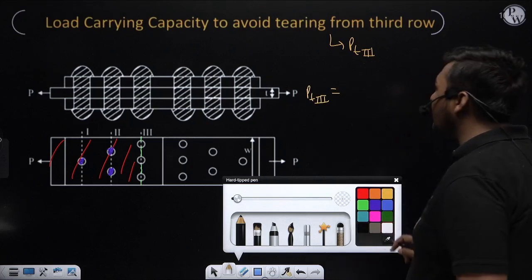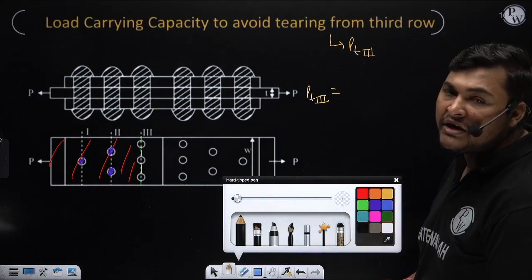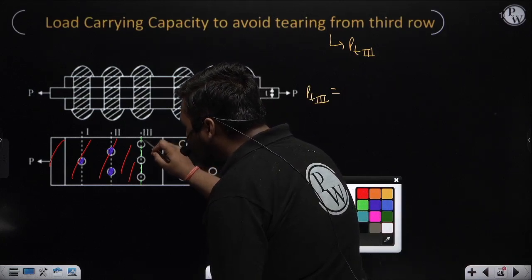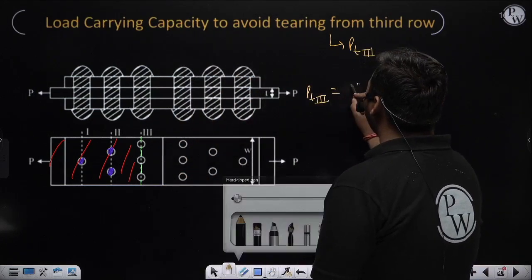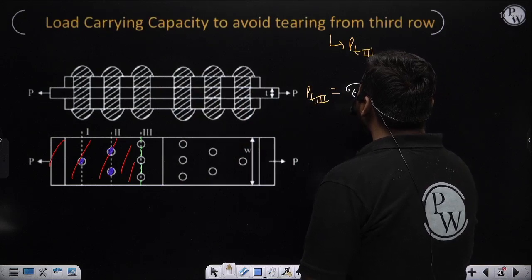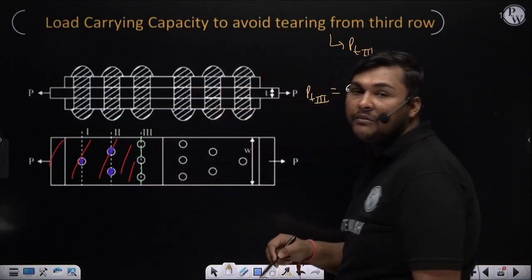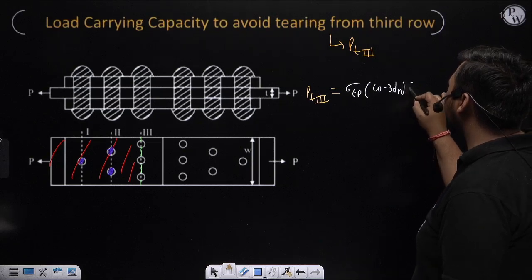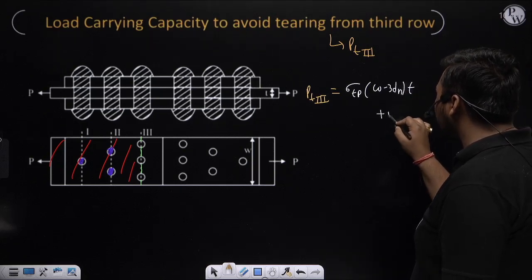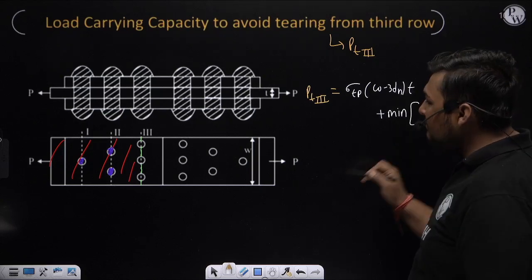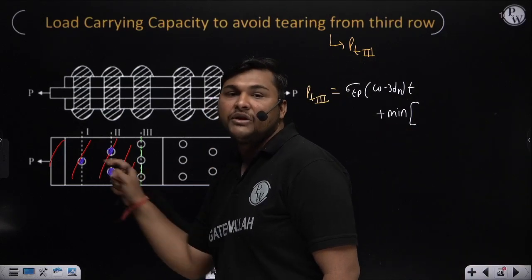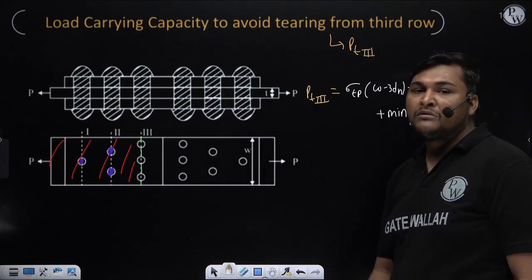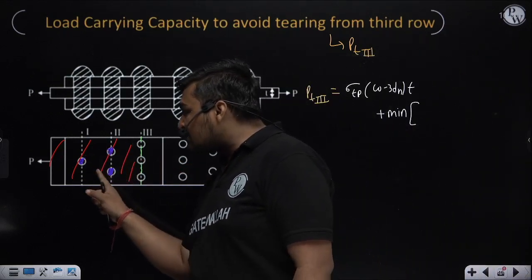So how will we calculate load capacity to avoid tearing from the third row? First, calculate load capacity to avoid tearing from this plane. For that, equate sigma t with sigma tp into tearing area of this plane. It will be (W minus 3 Ds), because 3 d holes are coming, into thickness of the plate, plus minimum of crushing or shearing of these rivets. Now here three rivets are coming. So first I am writing the expression of avoiding shearing of these three rivets.